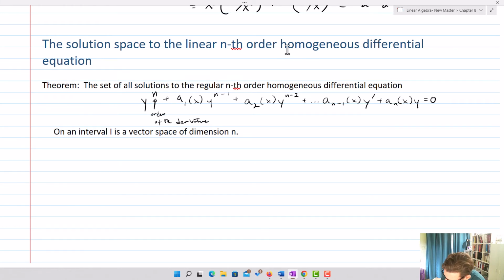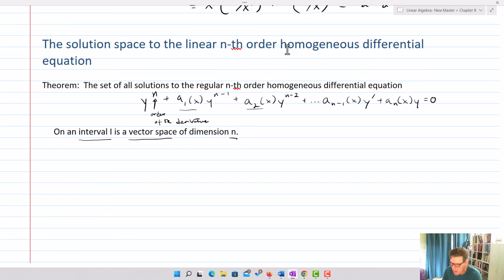And what you've got is basically functions of x only in front of each one of your derivatives of y, set equal to 0. And then this is the important part. On an interval I, it is a vector space of dimension n. So if I have an nth order differential equation, what I know is that I'm going to end up with a vector space of dimension n. And that's going to tell me how many solutions I'm going to have inside of my solution space. Okay, basically it's the number of vectors.